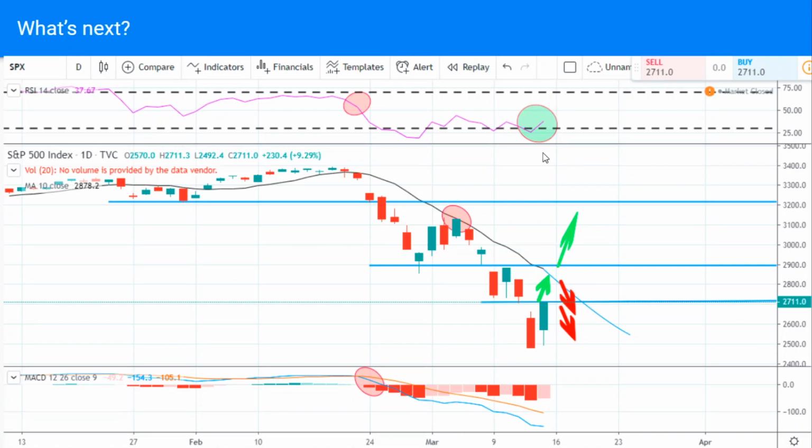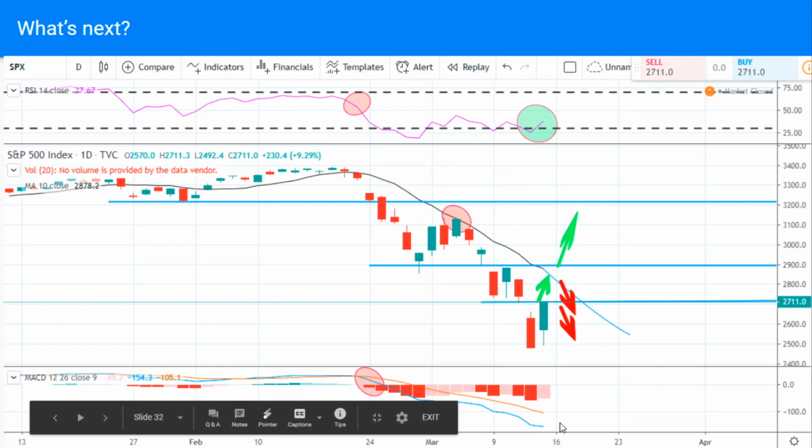RSI up here did cross above the oversold area. It did over here too, and over here too, so it doesn't really matter. It's just an indicator that it's oversold and it's due for a rally, right? But we still haven't seen a crossover on MACD where this blue line would cross over this red to show a buy signal.